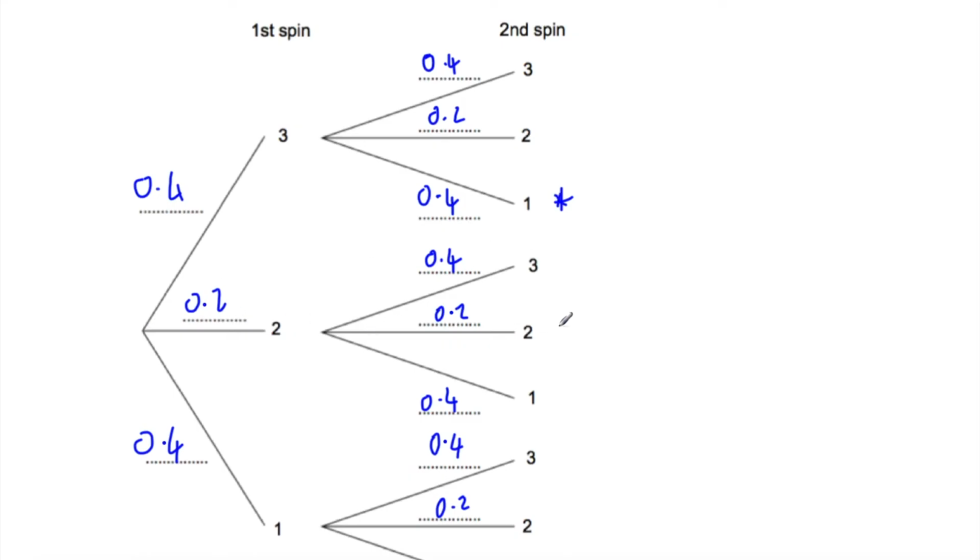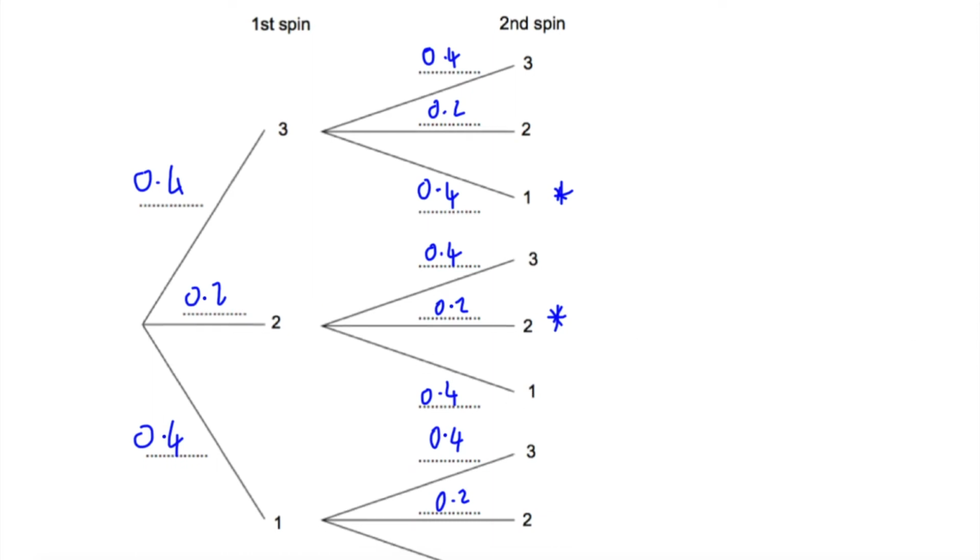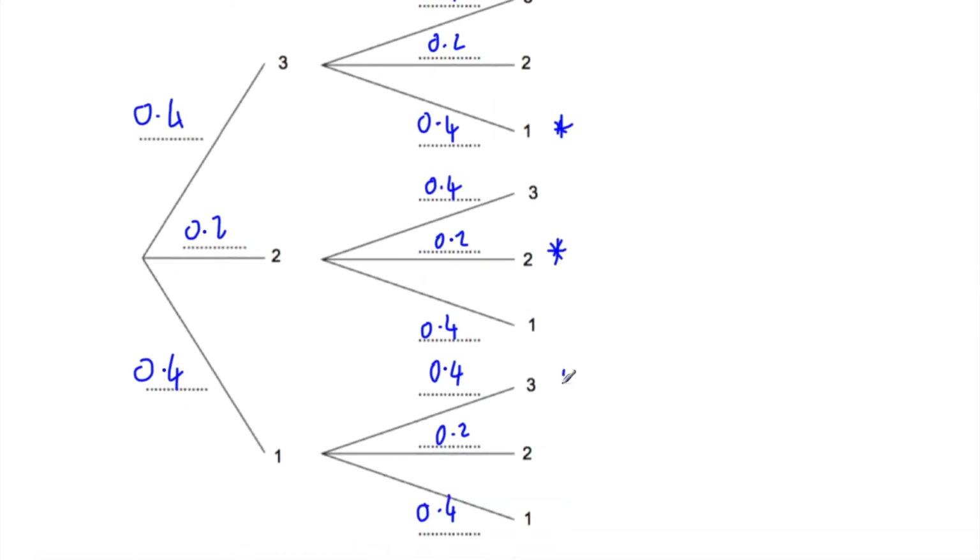A 2 and a 2, that's 4, so let's put a star there. A 2 and a 1, no, that's only 3. Then finally, a 1 and a 3, yes, that would work. That's 4. A 1 and a 2 is 3, and a 1 and a 1 is 2, that's not going to work. So it could either be a 3 and a 1, a 2 and a 2, or a 1 and a 3.